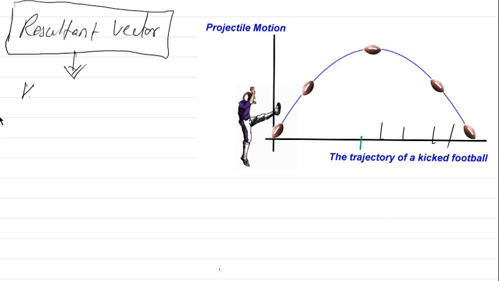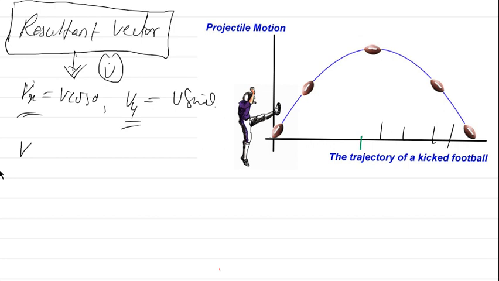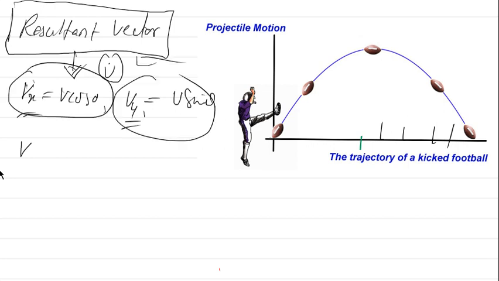If V is a vector, then Vx will be V cos theta, and Vy will be equal to V sine theta. Then how do we find the resultant? This resultant, whose components are these. If the components are given, and we don't know the vector, if the horizontal and vertical components are given, then it's very easy to find the resultant. Actually, this uses the Pythagoras theorem.